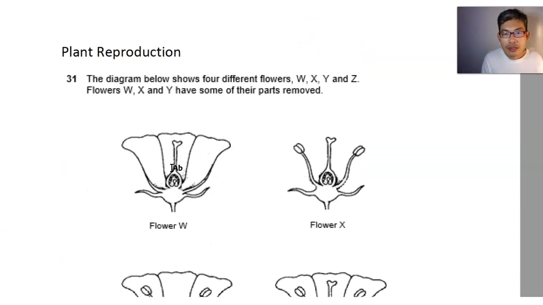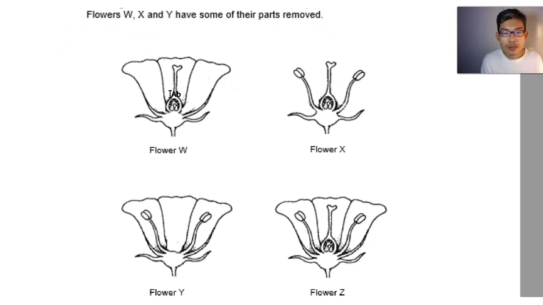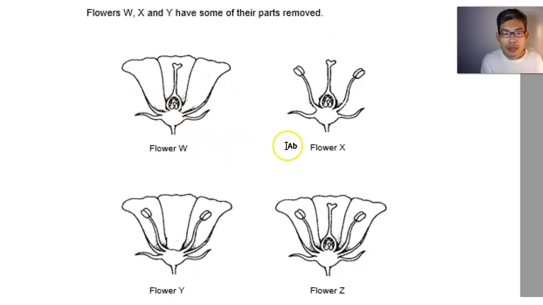Plant reproduction. Now we move on from humans to plants. The diagram below shows 4 different flowers, W, X, Y, and Z. Flowers W, X, and Y have some of their parts removed. Let's take W, X, and Y. If we know the parts of the flowers, again, this is something like human reproduction. You have to memorize the parts and their functions.